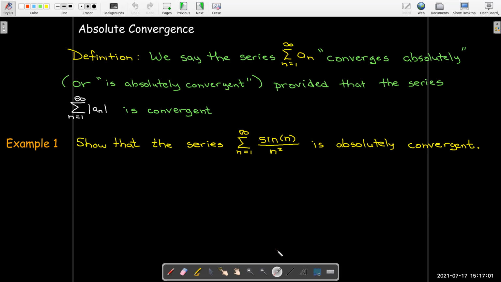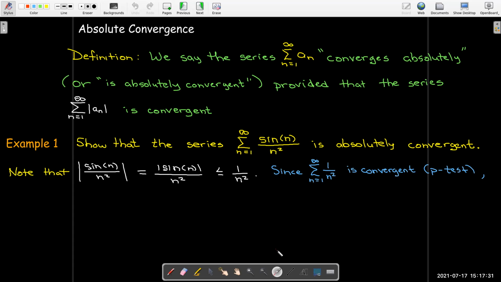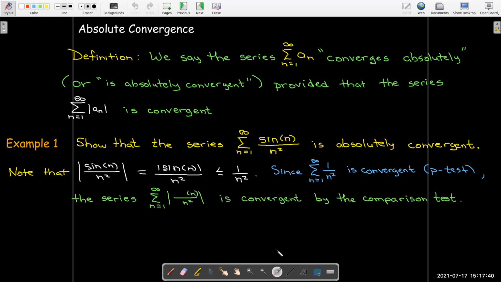Now we know that sine can be positive or negative, and so I don't have all positive terms. But if I take the absolute value of the terms, now I have positive terms. And in fact, since the absolute value of sine of n is always less than or equal to 1, the absolute value of the term is less than or equal to 1 over n squared. So now that we're working with positive terms, we can use our comparison test. We know that the sum of 1 over n squared is convergent by the p-test.